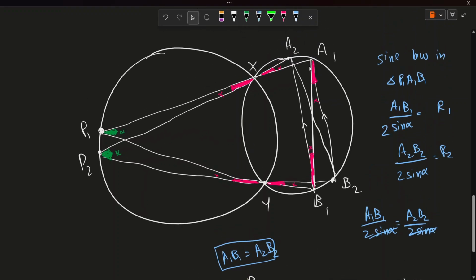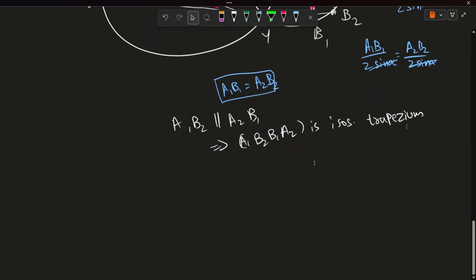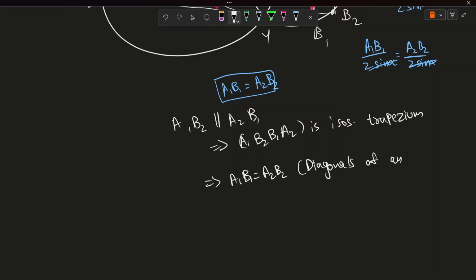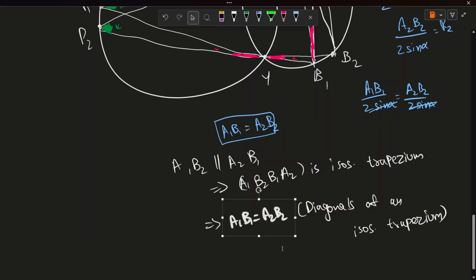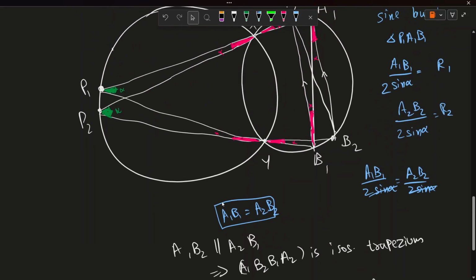But notice that A1 B1 and A2 B2 are the diagonals of the isosceles trapezium, which implies that A1 B1 equals A2 B2 because they are the diagonals of an isosceles trapezium. So hence they have to be of equal length. So hence we have proved that A1 B1 equals A2 B2, and this completes our proof. Thanks.